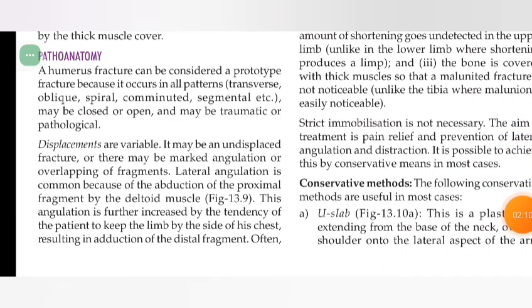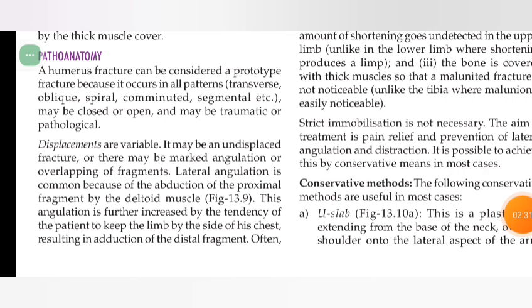Pathoanatomy. A humerus fracture can be considered a prototype fracture because it occurs in all patterns: transverse, oblique, spiral, comminuted, segmental. It may be closed or open, and may be traumatic or pathological. Displacements are variable.